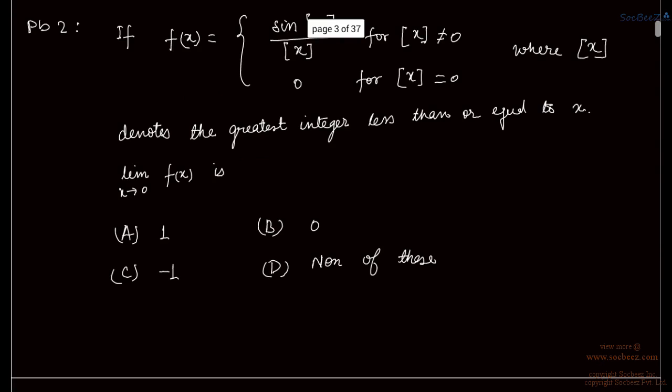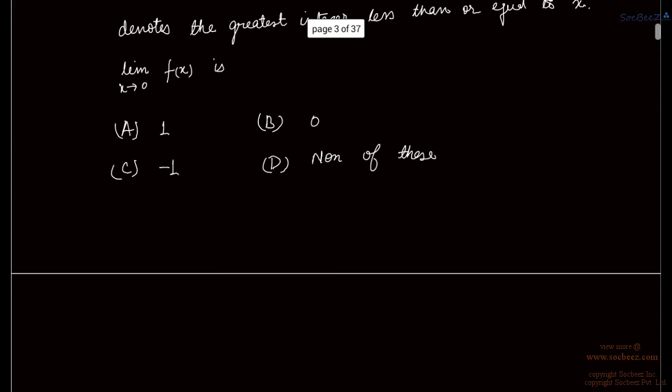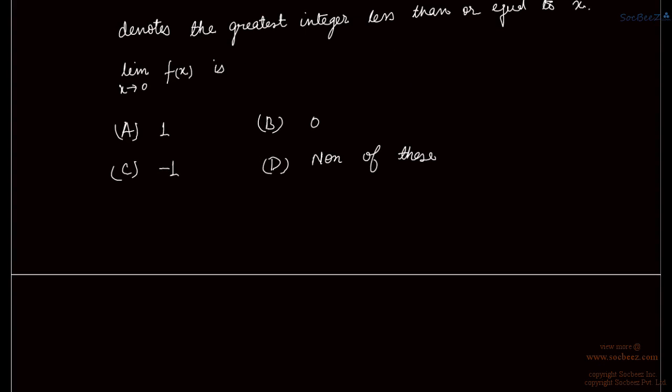Now moving to the next question. We have f(x) equal to sine of greatest integer of x upon greatest integer of x, when greatest integer of x is not equal to 0, and 0 when greatest integer of x equals 0. Okay. Here the bracket of x denotes the greatest integer less than or equal to x. Then limit x tends to 0 of f(x) is. Okay. So again here also we will be doing the same method.